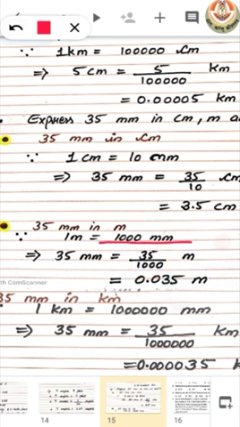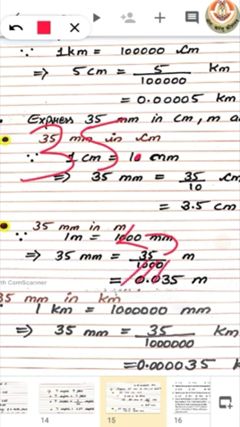We know how we can easily divide any number by 1 followed by zeros. If we have to divide 35 by 1000, we just have to shift the decimal to the left side. In 35 there is a decimal after 5. To remove the zeros from the denominator, we shift the decimal to the left by 3 digits. In this way we get our answer, 0.035 meter.